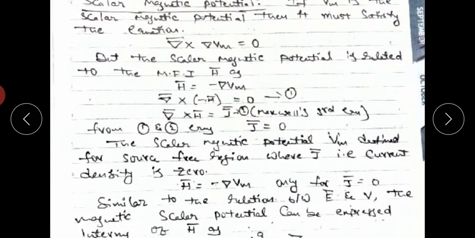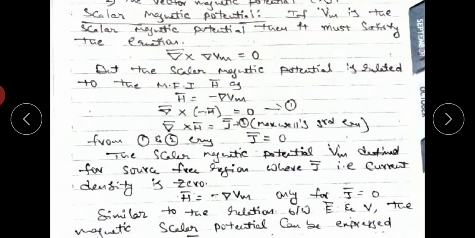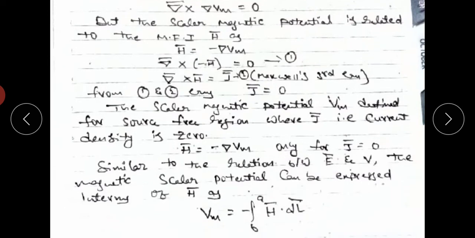So it means the scalar magnetic potential Vm is defined for a source free region, where J bar is absent. That is, current density equals 0, which means current equals 0. The scalar magnetic potential is present when current density equals 0. The current density equals 0 in the case of permanent magnets. So the scalar magnetic potential exists only in permanent magnets. In permanent magnets only, the magnetic field is present even though the current equals 0. So H bar equals minus del Vm only for J bar equals 0.